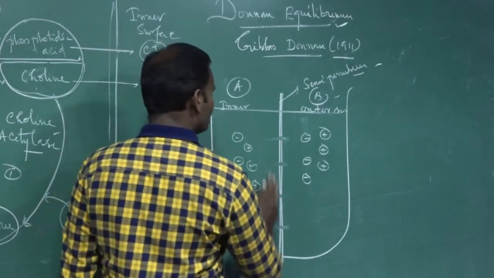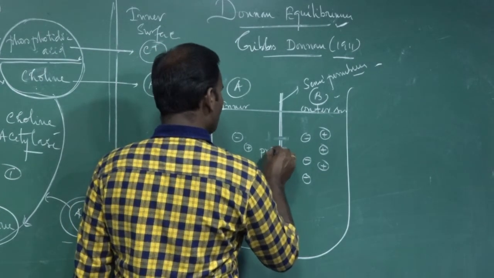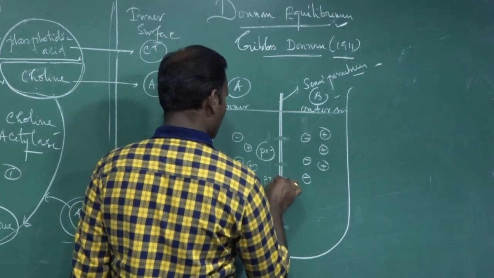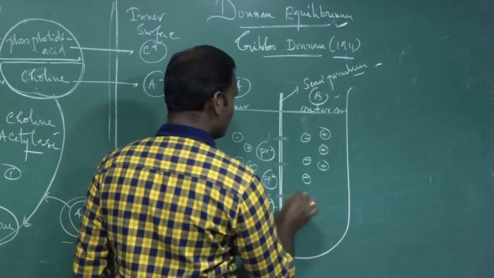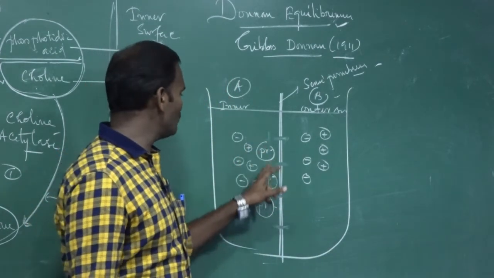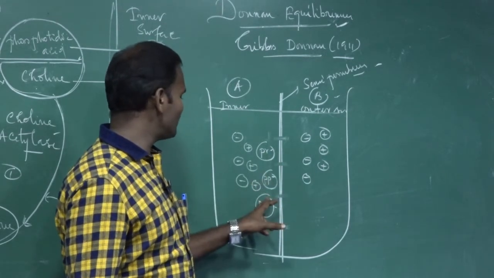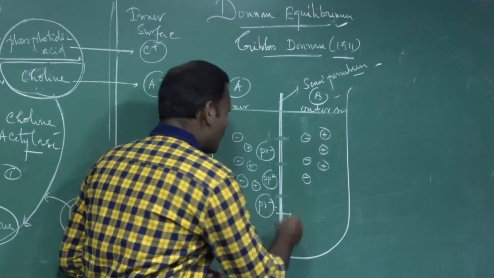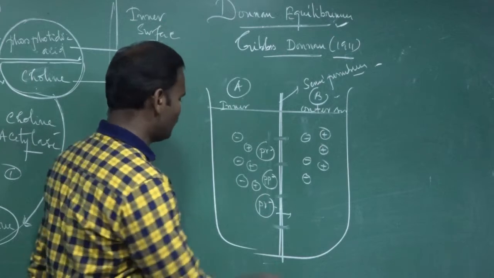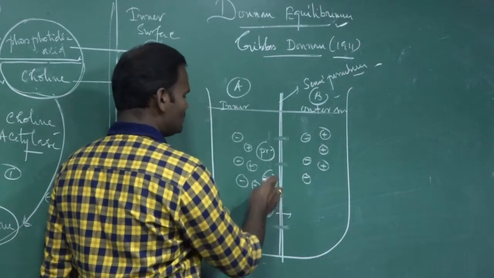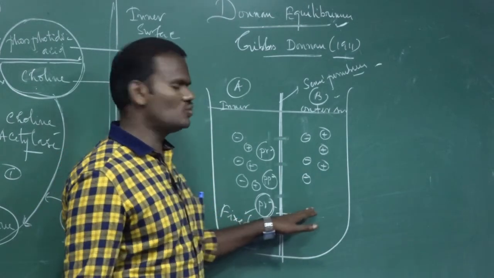See, due to the presence of certain non-diffusible ions, for example Pr minus, proteins. The proteins are negatively charged ions. Why do we call it non-diffusible? It does not cross the membrane, because the membrane is a semi-permeable membrane. It does not allow all ions to pass through. These are called fixed ions. These fixed ions cannot pass through the membrane.